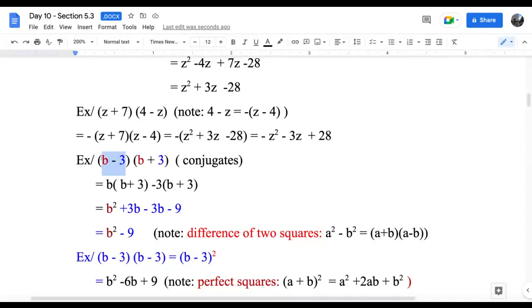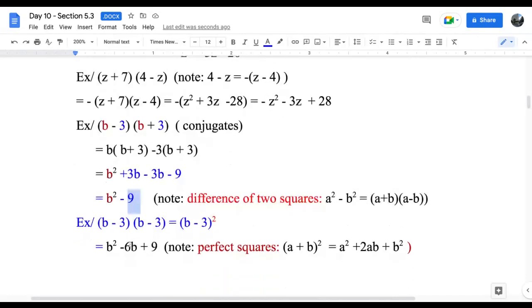You could think of B minus 4 times B plus 4, that would be B squared minus 16. B minus 5 times B plus 5, that would be B squared minus 25. B minus 10 times B plus 10, that would be B squared minus 100. So if the two binomials are conjugates of each other, it's called difference of squares. It's just the first one squared minus the second one squared.